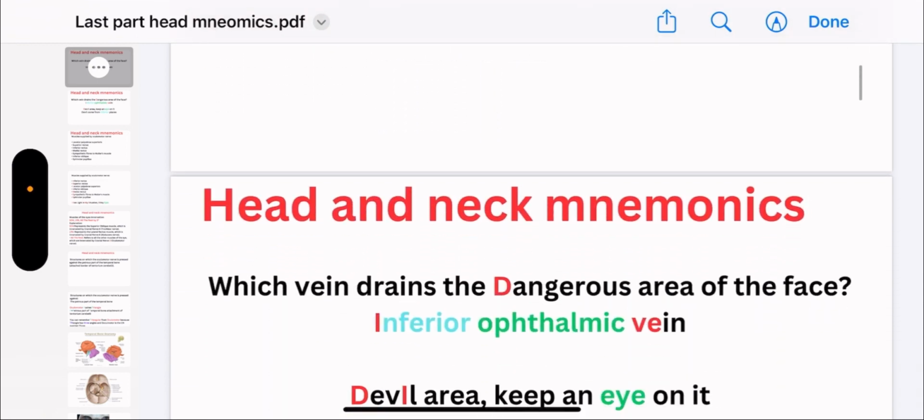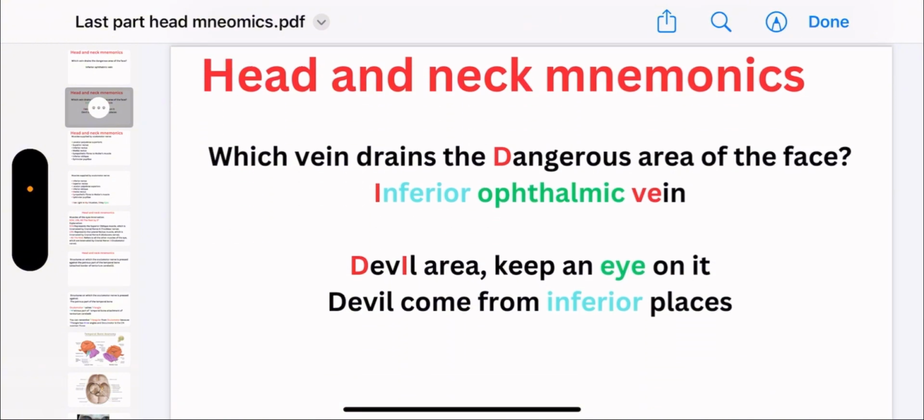You can remember it by remembering this. Devil area, keep an eye on it. The word devil has D at the start, which gives you the dangerous, and I in the middle, which gives you the inferior ophthalmic vein. How can you remember the ophthalmic? You can remember it from the word eye.